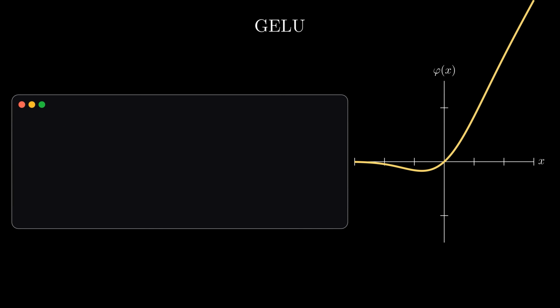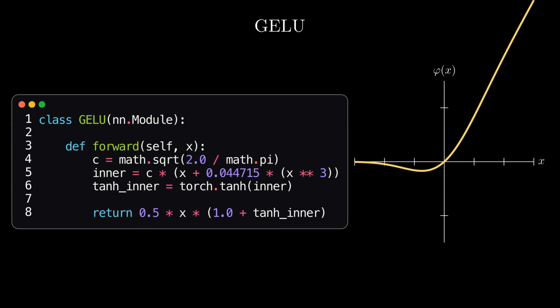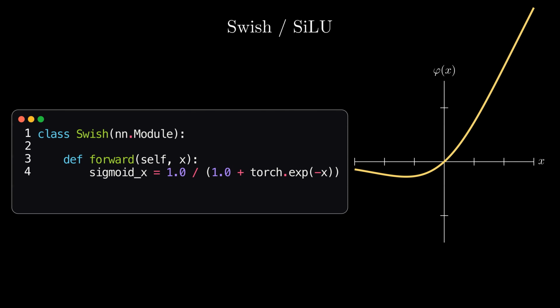GELU is defined using the cumulative distribution function, CDF, of the standard Gaussian. This is mathematically accurate but computationally expensive to evaluate directly. In practice, most deep learning libraries implement GELU using a fast approximation based on the hyperbolic tangent, which closely matches the true CDF, but is much faster to compute. The Swish activation function multiplies its input by the sigmoid of that input, smoothly gating each value.